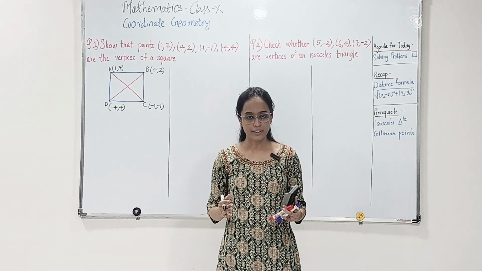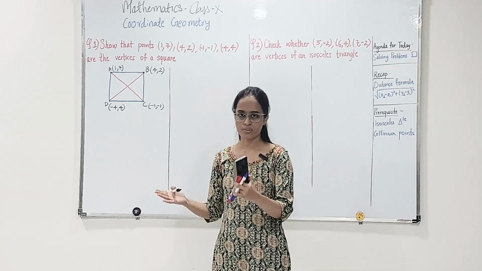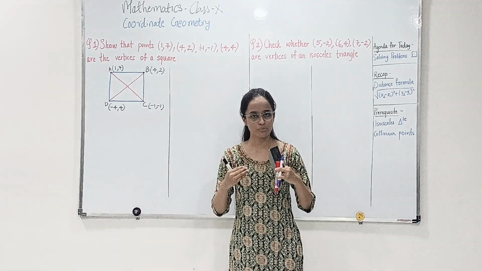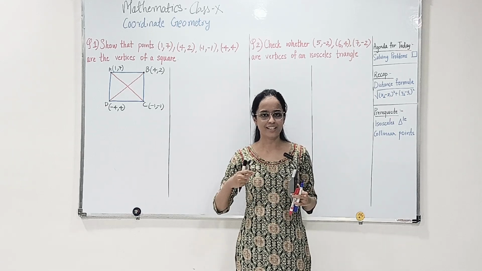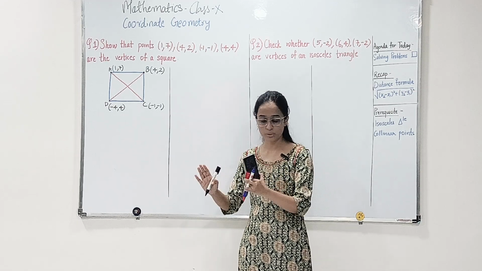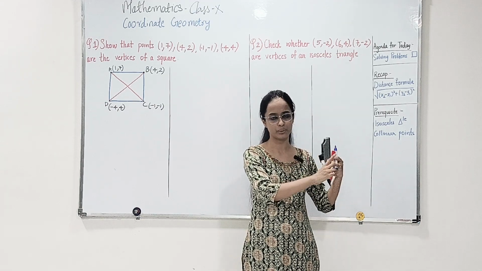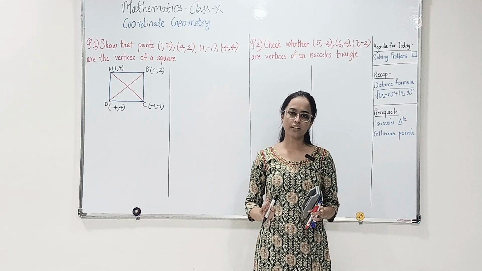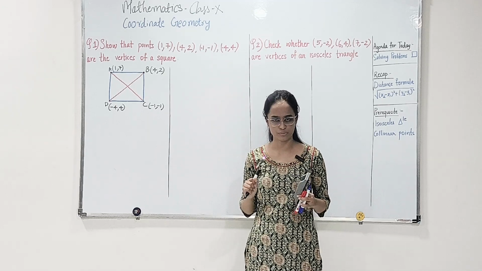Now, after calculating the lengths of each side, I would see whether all 4 sides are equal or not. If all the 4 sides are equal, then I would move on to part 2 of this question, wherein I would also find the lengths of the diagonals in a similar manner. All these 4 sides have to be equal with each other, and separately the diagonals have to be equal with each other. If these 2 conditions are satisfied, then we can conclude that the given points are the vertices of a square.